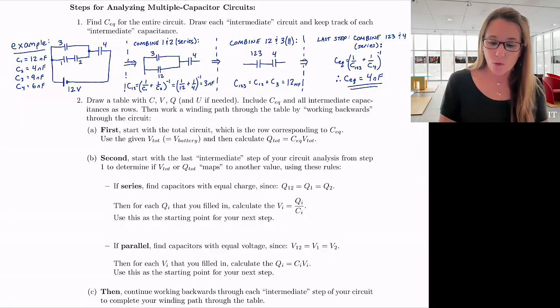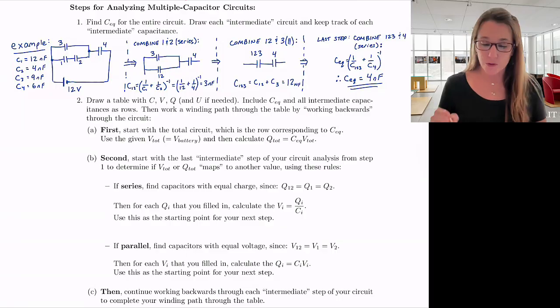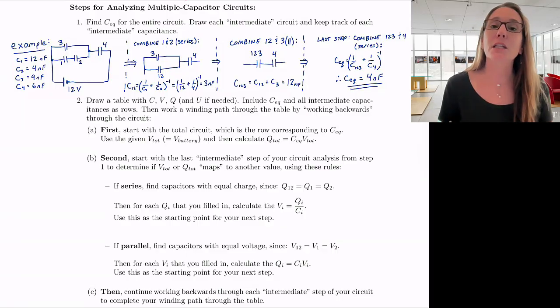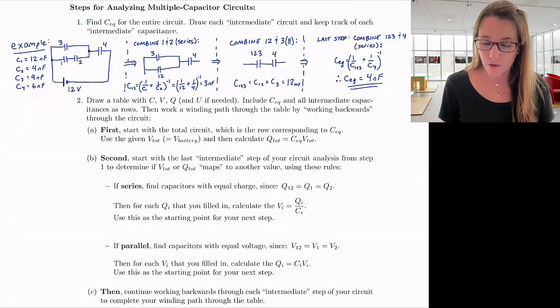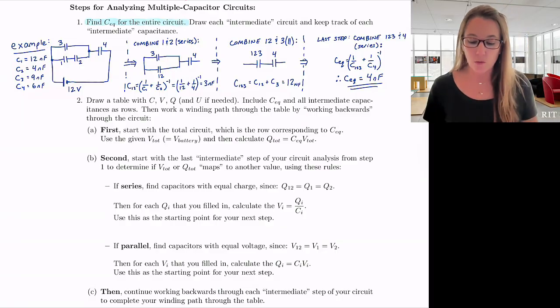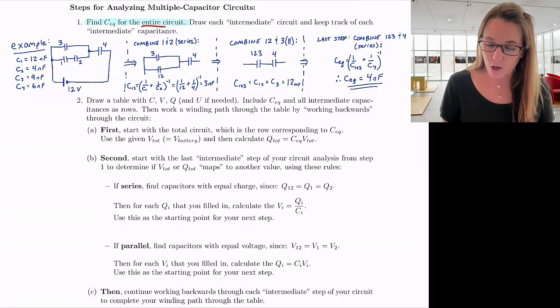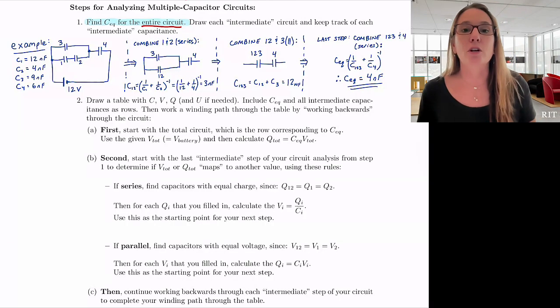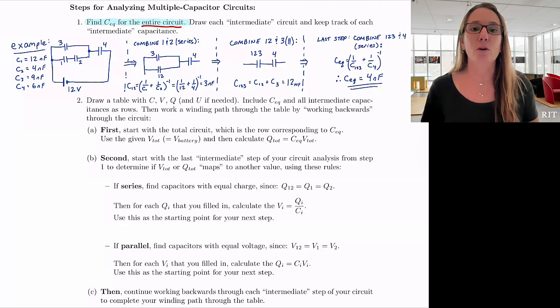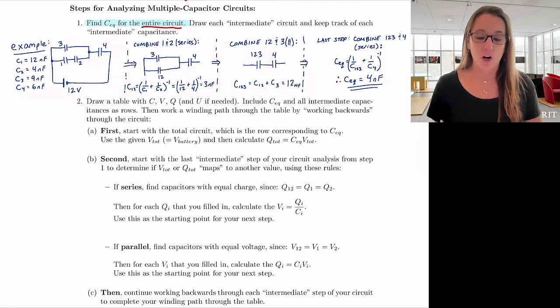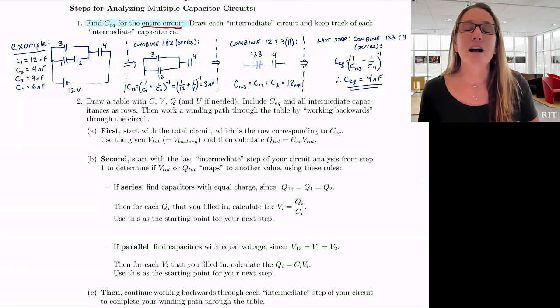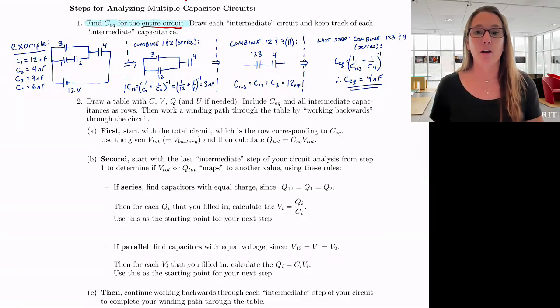I'm going to work through an example also, but I want to first just highlight the key steps that you'll see will apply with all of them. First, we want to start with the entire circuit. So we're going to look at the entire circuit as a whole. We find the equivalent capacitance, the total charge, and then we analyze from there.